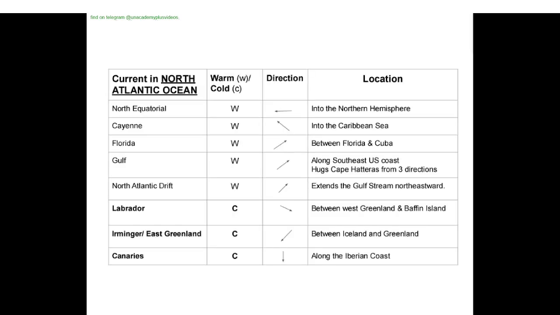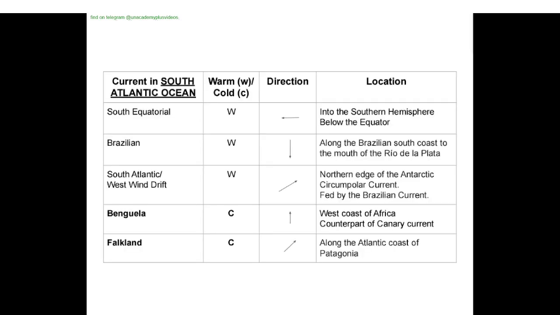Currents in the North Atlantic Ocean. You should remember the name of the current and whether it is a warm current or a cold current. Location is sometimes not that important. North Equatorial, warm; Canary, warm; Florida, warm; Gulf, warm; North Atlantic Drift, warm. Or you can just remember the cold ones and automatically the remaining will be the warm ones. Labrador, Irminger or East Greenland, and Canaries are the cold ones.